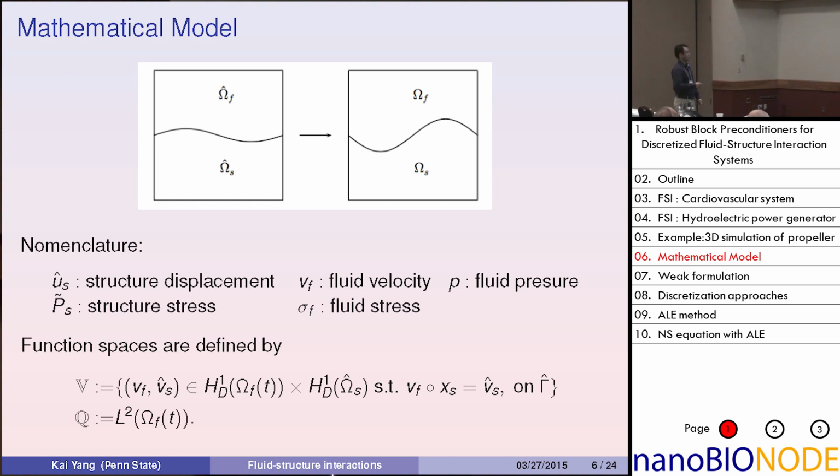Some notations, we use U to denote the structure displacement, and V to denote the velocities. P is the pressure, and some notation for stress. The function space we introduce is for fluid velocity and the structure velocity, and they will be continuous on the interface. This is very important. This V is for the velocity of both fluid and structure, and then the space Q is for the fluid pressure.